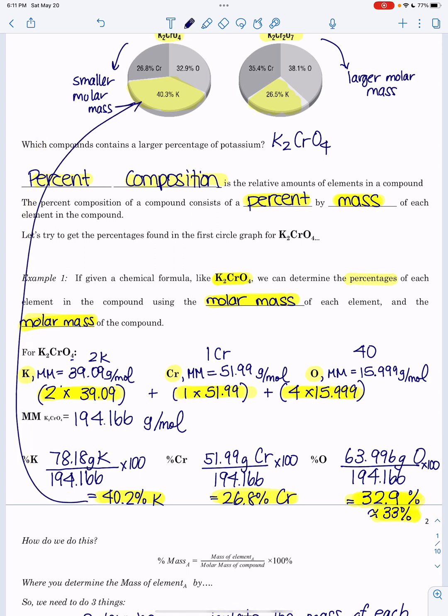Look at the wheel here. We got 40.3% K, maybe we rounded. We got 26.8% CR exactly, and we got 32.9% oxygen. Boom, boom, boom. This is how you do it, okay?